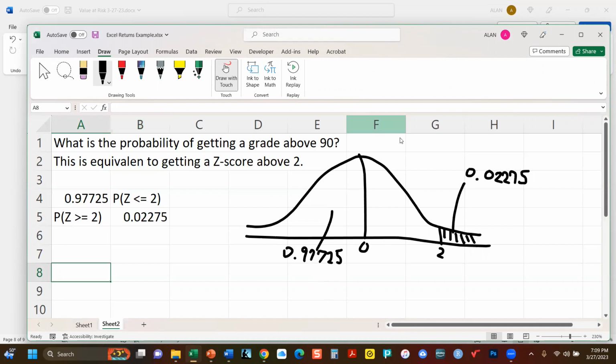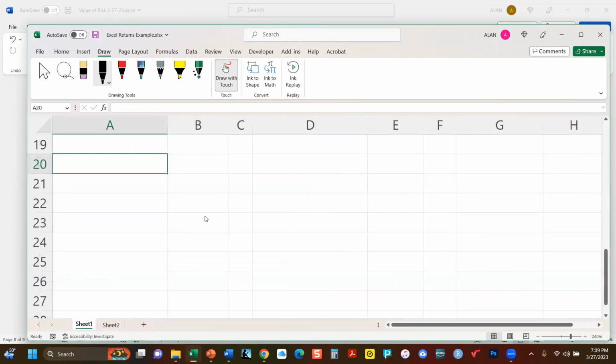Okay, so that would be a typical example that you might run into with the standard normal distribution. The value at risk formula does use this. So this way, when we get to it, it'll be easier for you to figure out what it's talking about.